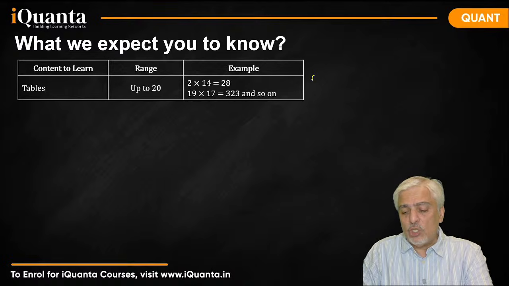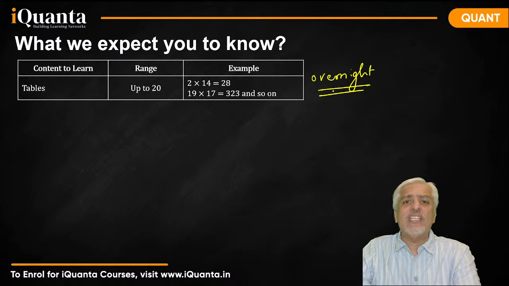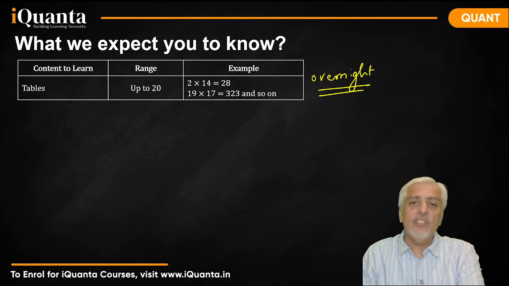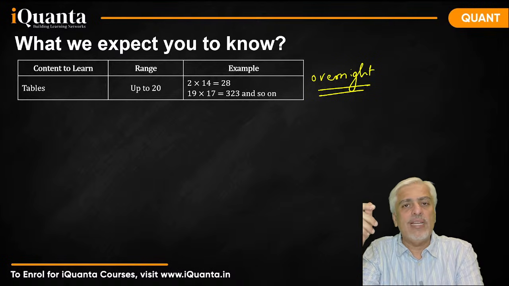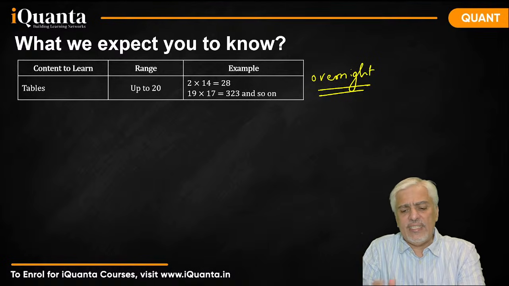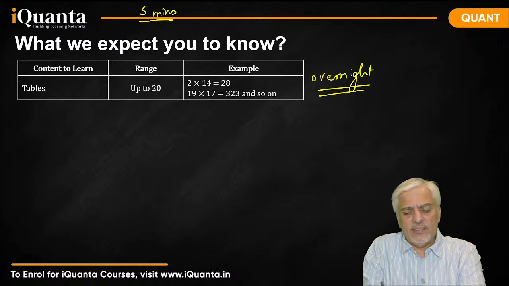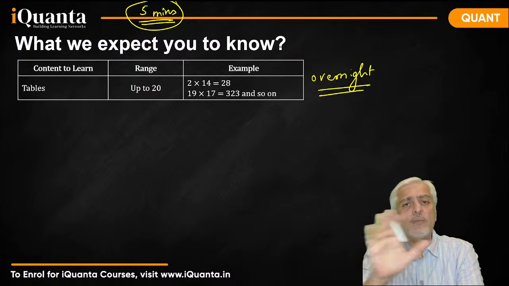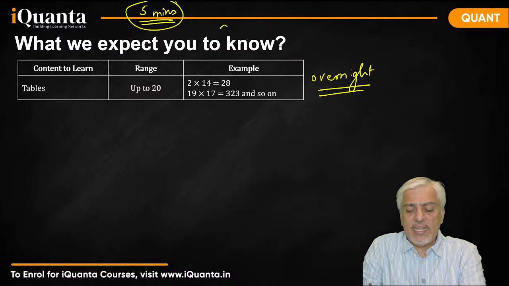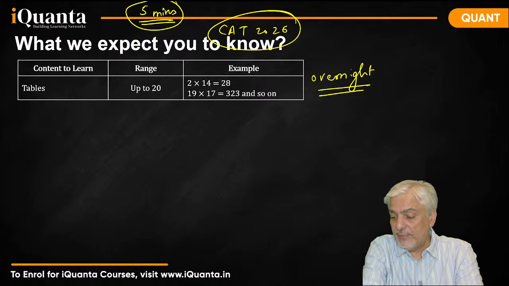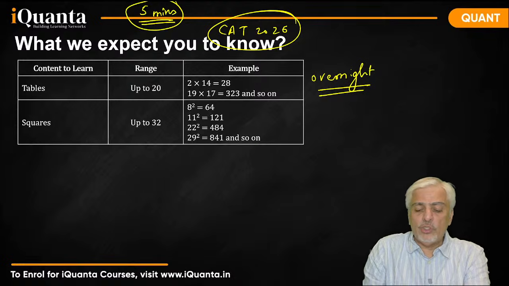Now remember, this is not an overnight thing. I don't want you to say, okay, chalo, my next 1 week I'll mug up tables and do it. No. From what we learned today, I want you to create a sheet. Make a rough sheet or whatever you want to do, and revise that sheet every alternate day for 5 minutes. Only 5 minutes. That's it. You don't need to spend more time. If you do that from here till CAT 26, every alternate day, you will be very, very good with your calculations.